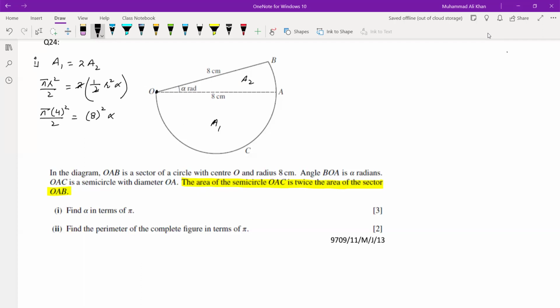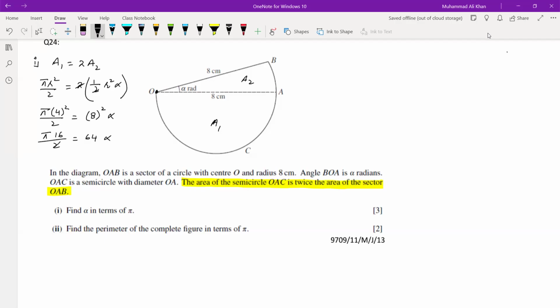Beta, semicircle is, this is the diameter of the semicircle. So half of the diameter is the radius. Now, after that, 4 square is 16. 16 pi into 16 divided by 2 equals 64.